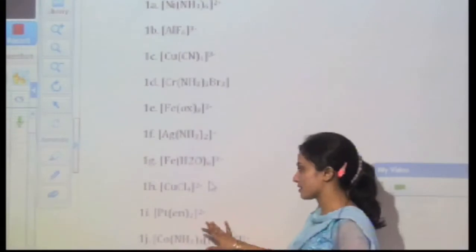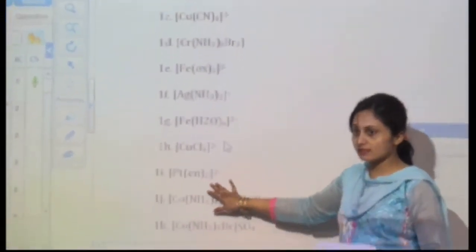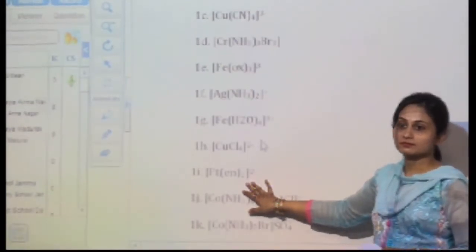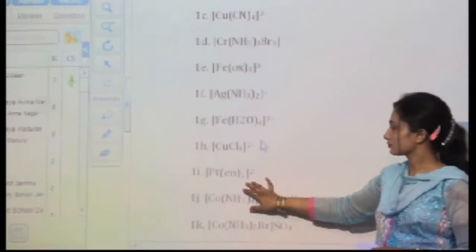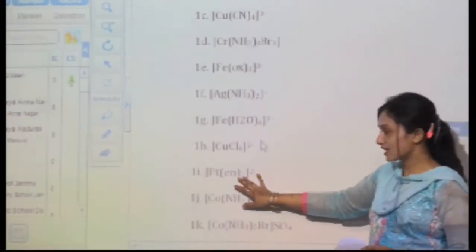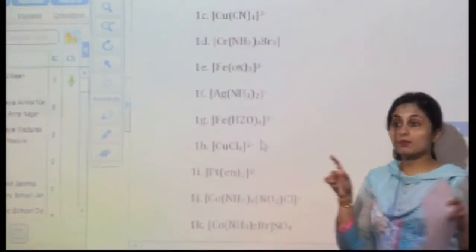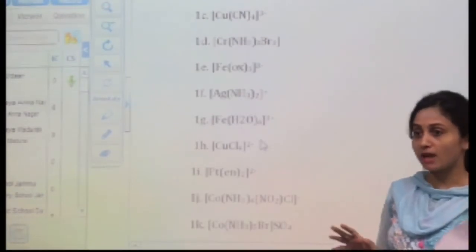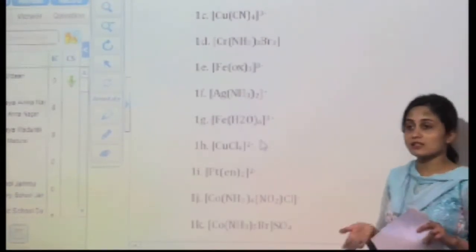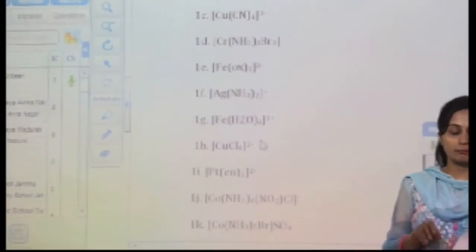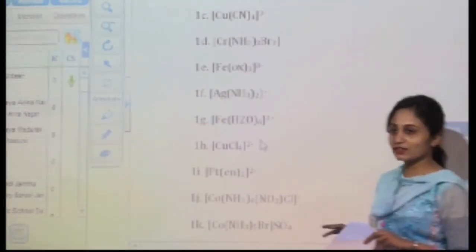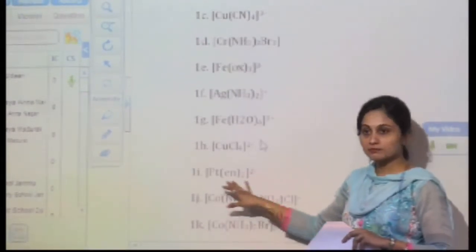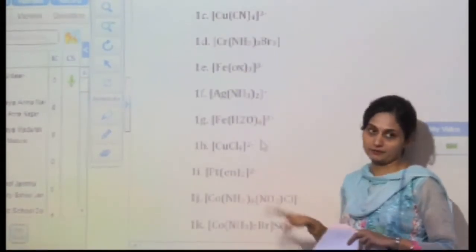Pt(en)2 2 plus. Yes, bis. Stop. Bis ethylene diamine. Bis and put ethylene diamine in brackets. After bis, tris, whatever, put it in brackets. Whatever is generally put in brackets is prefixed with bis or tris or tetrakis. So it is bis ethylene diamine platinum 2 iron.